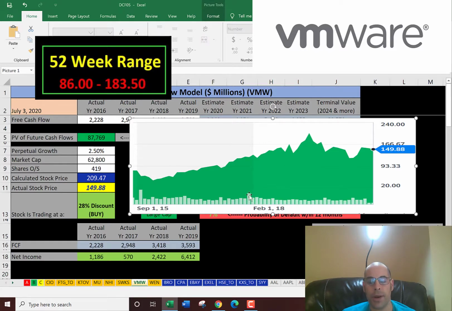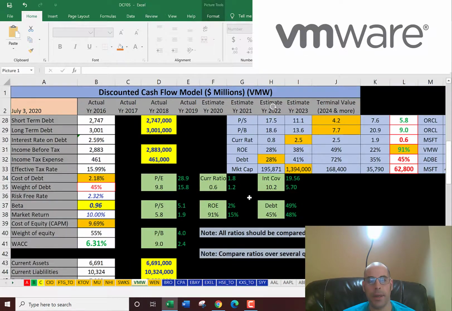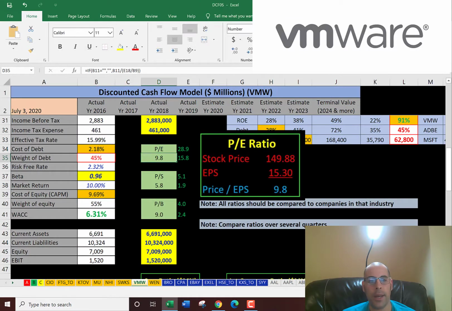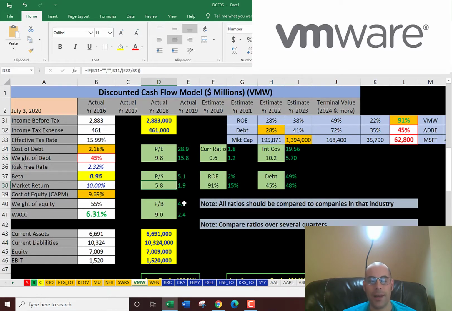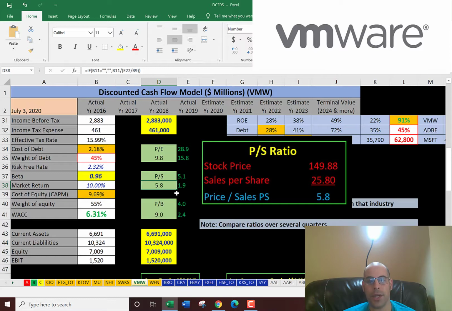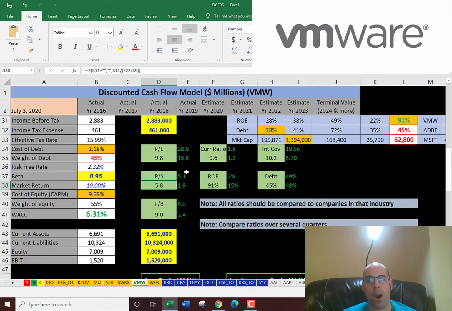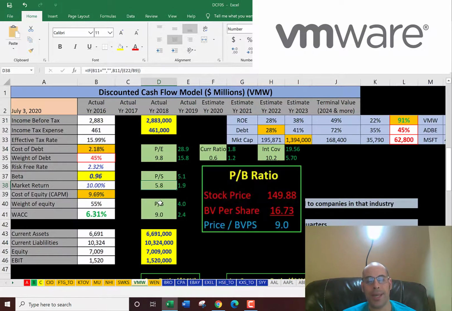Let's look at their financial ratios to get more information on the company. Great PE at 9.8. I like to see under 15. The average in the market is 29, and the median is 16. So they're in good shape. That's price of stock over earnings per share. Not such a great price to sales ratio, 5.8. I like to see under 3. That's price to stock over sales per share. Their price to book is 9. That's also pretty high. That's price to stock over book value per share.